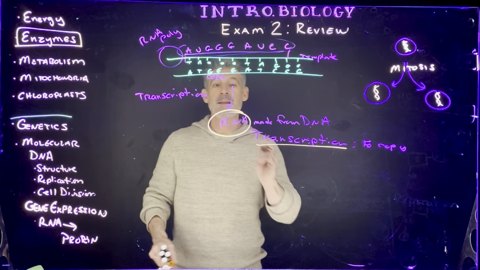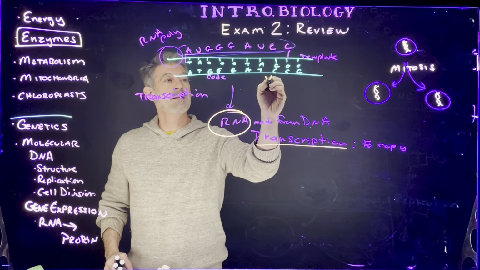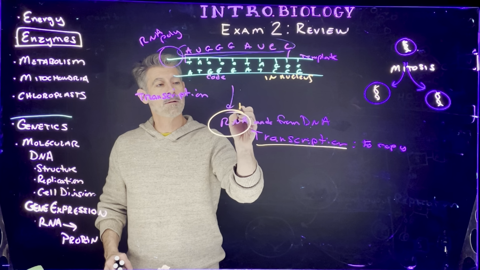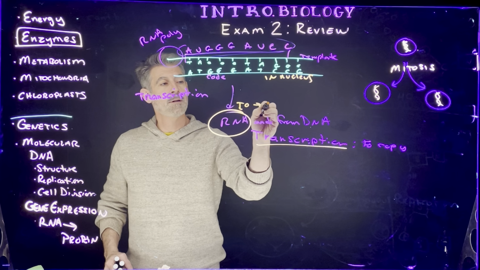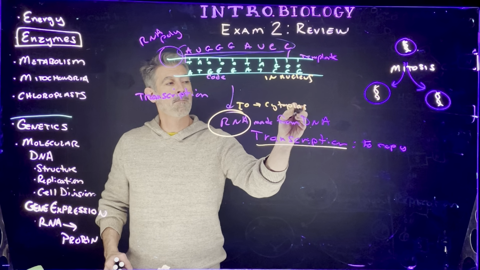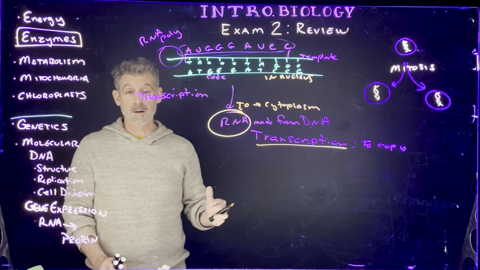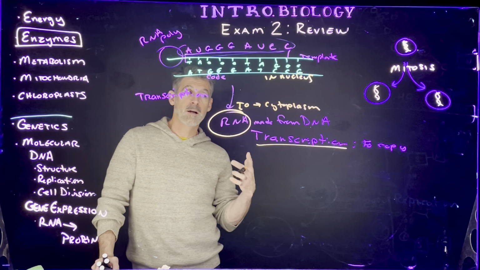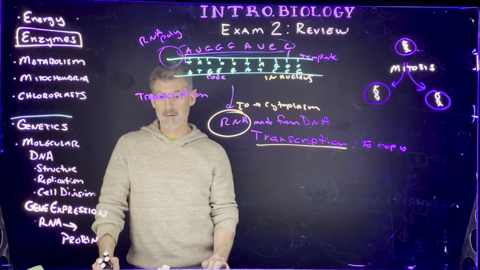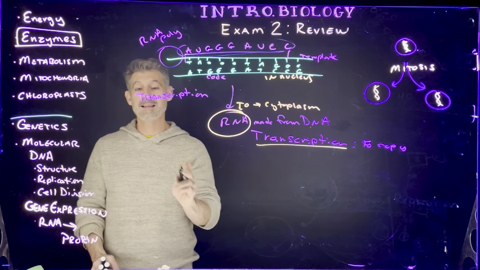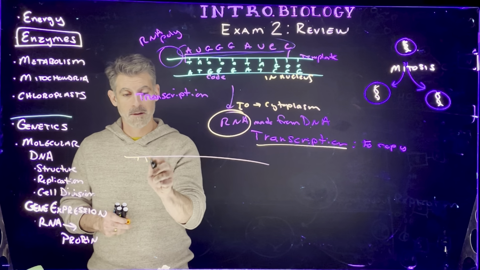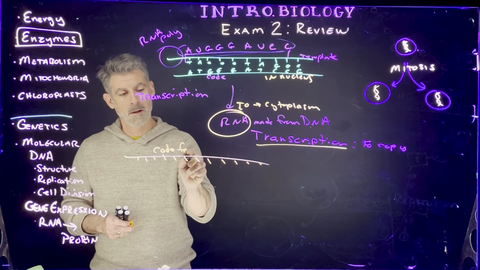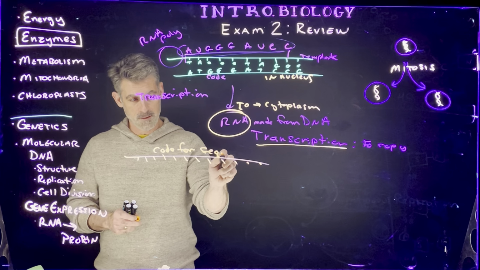And then this will leave the nucleus. So DNA is in the nucleus. The RNA will leave the nucleus, goes to cytoplasm. And that's where it'll work and carry out its job. Now, when RNA is made, it could be one of several different types of RNA. So one type of RNA is going to contain a code for a sequence of amino acids.